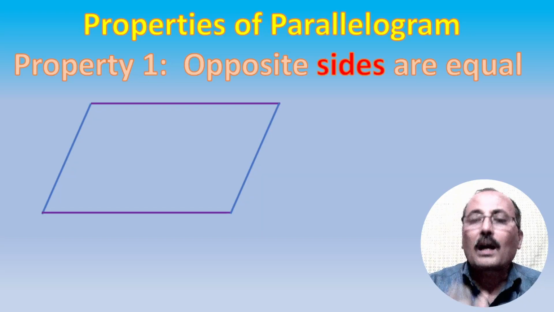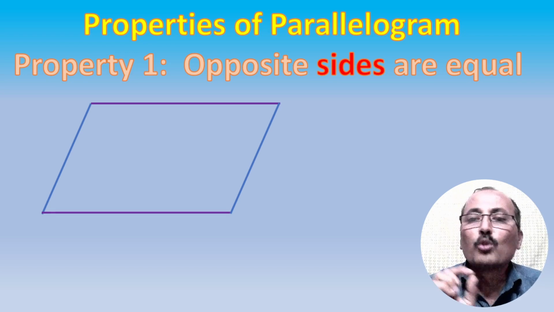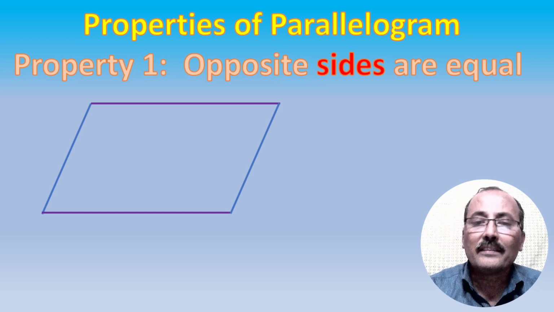To prove the concept, we will start with the properties of parallelogram. That is, property number 1 is opposite sides are equal. What does it mean? Here in this parallelogram, these two opposite sides, this dark blue one and this one, must be equal. These two opposite sides must be equal.